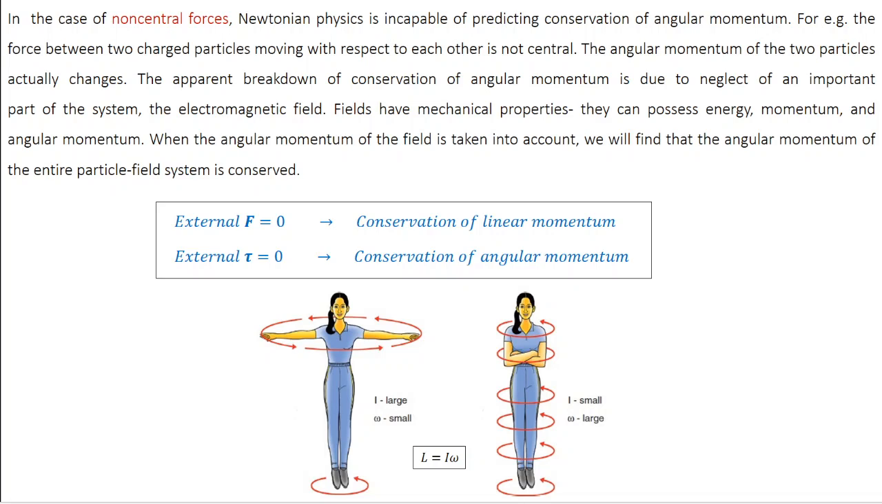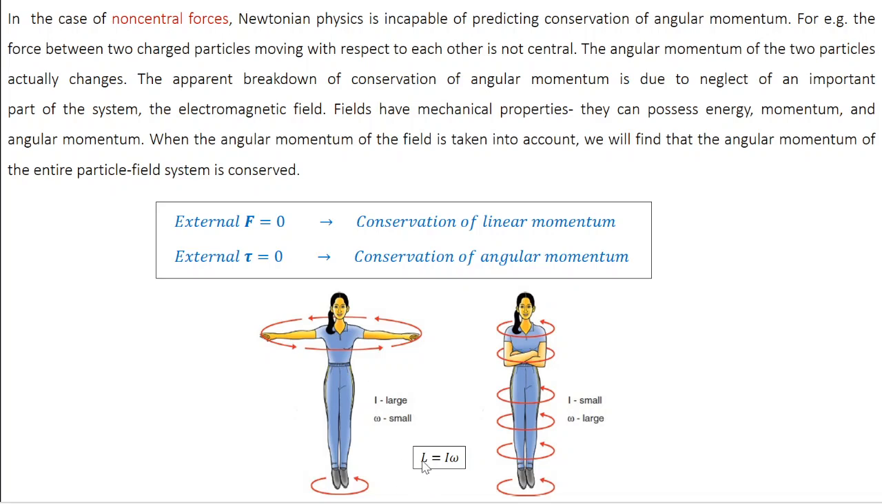For example, if you look at an ice dancer, when the dancer rotates with both arms extended, you will find that she is rotating with a particular velocity. But when she keeps her hands close to her body, you will find that the rotational speed increases dramatically. Now, this is a direct consequence of the conservation of angular momentum.